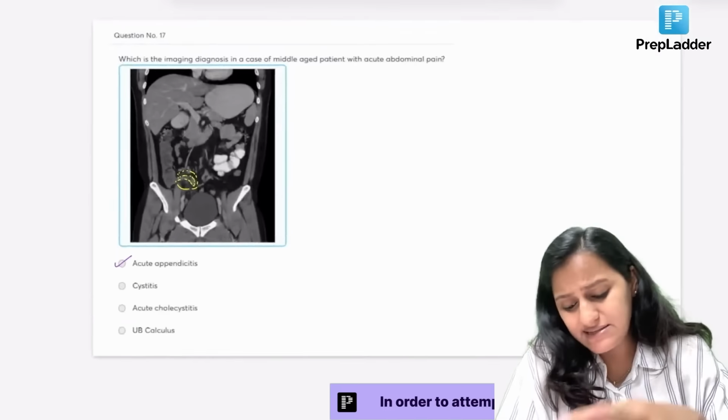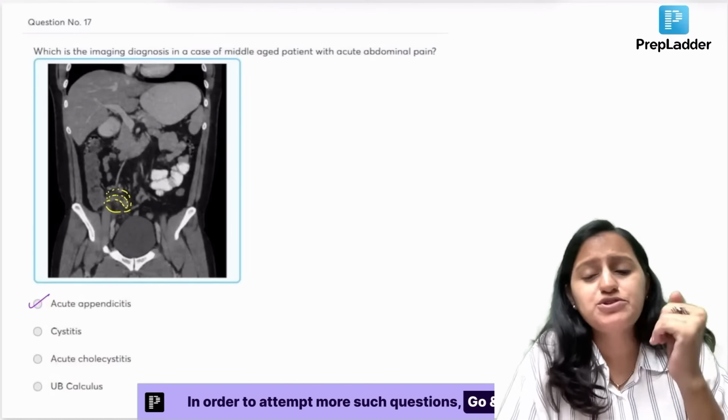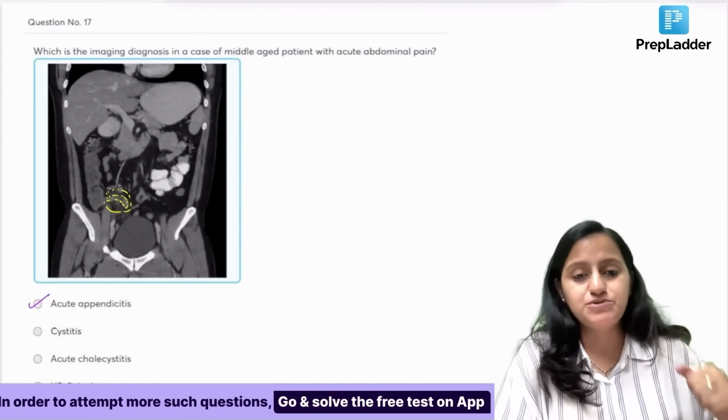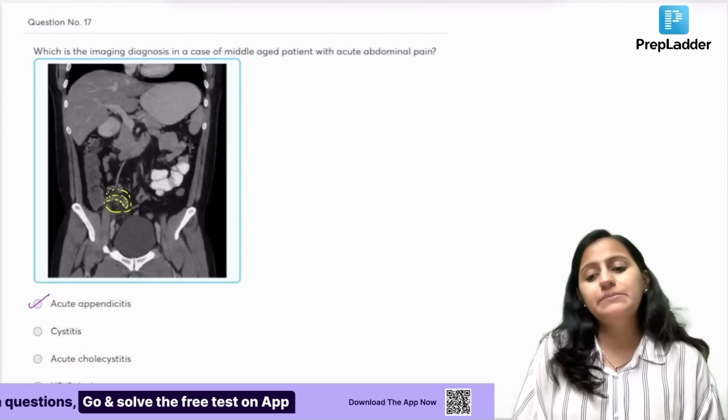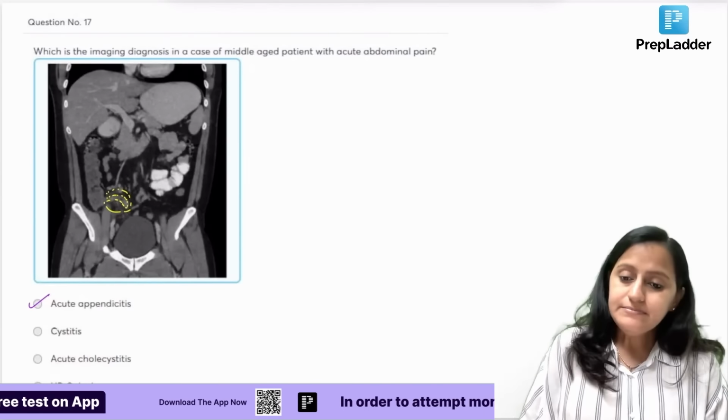So whenever you are asked a question like this, go from the option to the image and try to rule out the option. So this is going to be acute appendicitis. Is this clear with everyone?